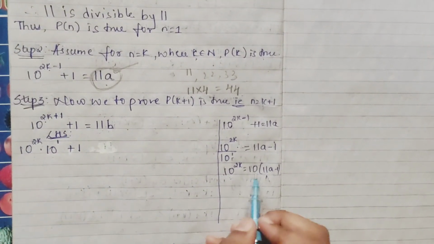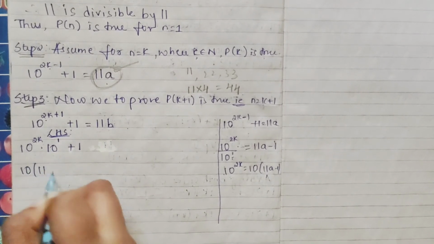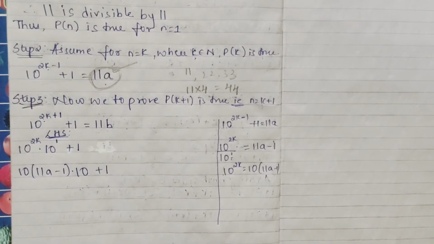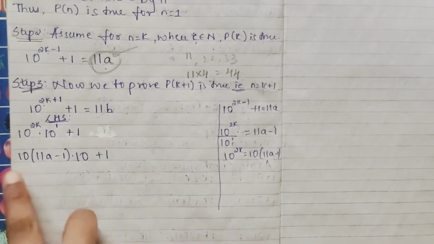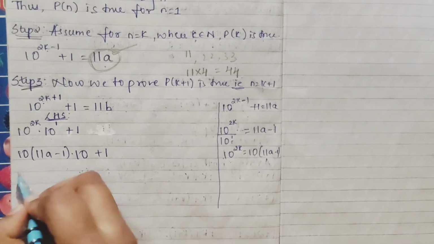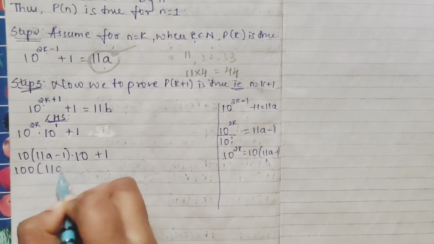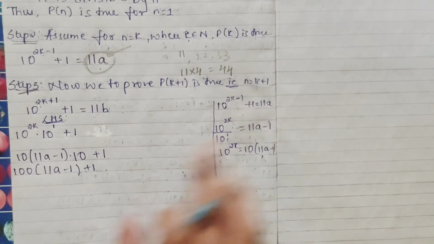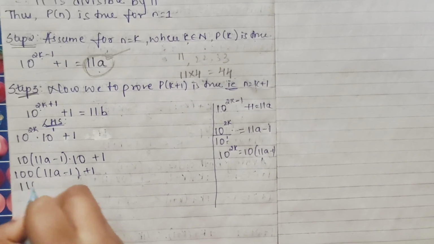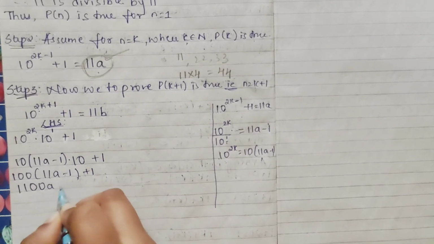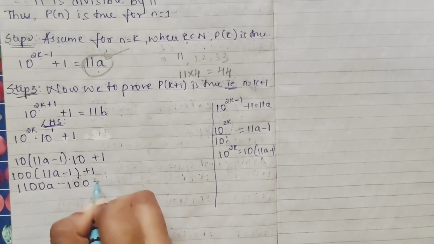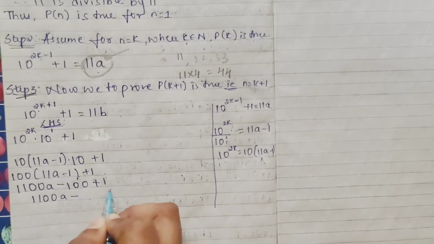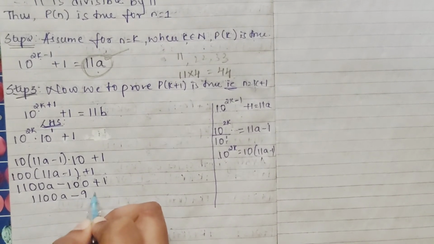So 10 raised to 2k, what am I getting? 10 into 11a minus 1, into again 10 you have, and then plus 1, right? Am I clear this much? Now you see, 10 and 10 I can multiply. 10 into 10 is 100, and I have 11a minus 1 plus 1. Next, multiply your 100 into 11, you will get 1100 into a, minus 100 into 1 is 100, plus 1. So you will get 1100a minus 100 plus 1, which is 99, right?